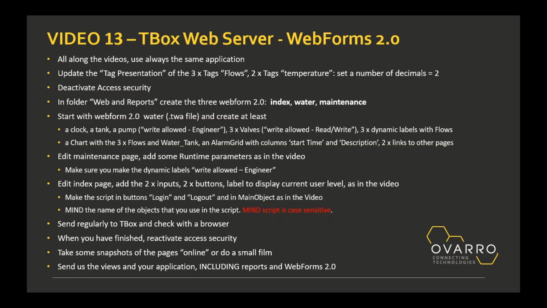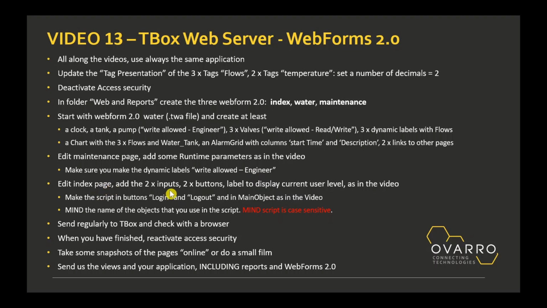In the folder Web and Reports, you create 3 web forms 2.0: index, water, and maintenance. Be careful that as far as the web server is concerned, everything is case sensitive. Double-click the TWA file water and create the following objects. Create chart and alarm grid also, and hyperlinks to other pages, so water and maintenance. Edit the maintenance page and add some runtime parameters as in the video. Make sure that you make the dynamic labels writable with access level engineer.